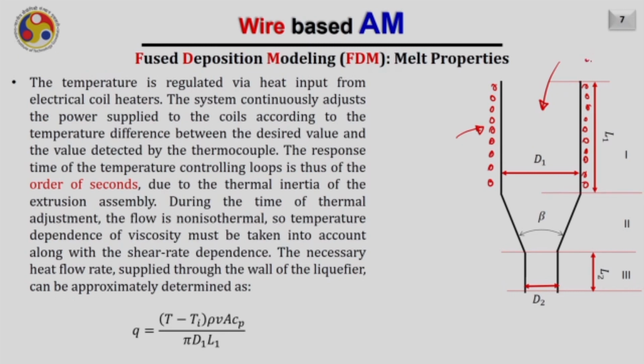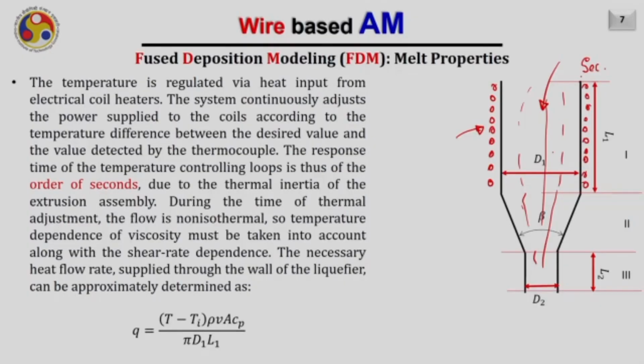The response time of the temperature controlling loop is thus on the order of seconds. It takes a few seconds to control the temperature inside the liquefier if there is any sudden change. So during the time of thermal adjustment, the flow is non-isothermal. We cannot consider the flow in the melt as isothermal during this adjustment period. So due to the delay which comes from the thermocouple reading giving feedback to the heater, the delay is typically in the range of a second.